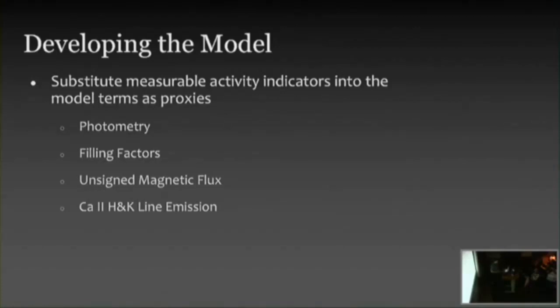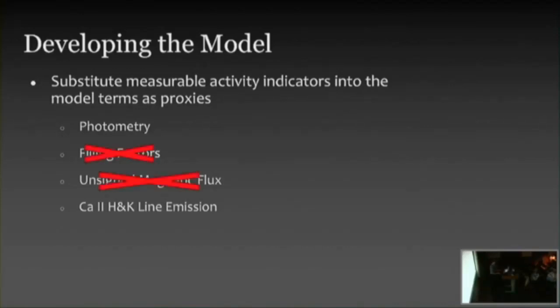And calcium-2 H and K line emission, Dakota talked a little bit about that. It's just the ratio of these two calcium-2 lines. One's called H and one's called K. They're very close together. If you take the ratio of those, it's not as robust as magnetic flux, but it's still a pretty good indicator of magnetic activity, which is good because these are based on the sun. When we look to other stars, we lose those two.